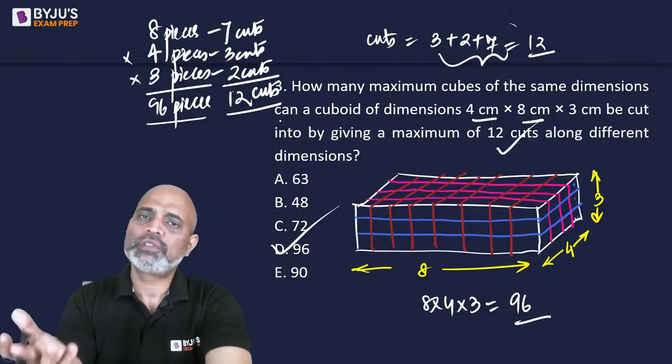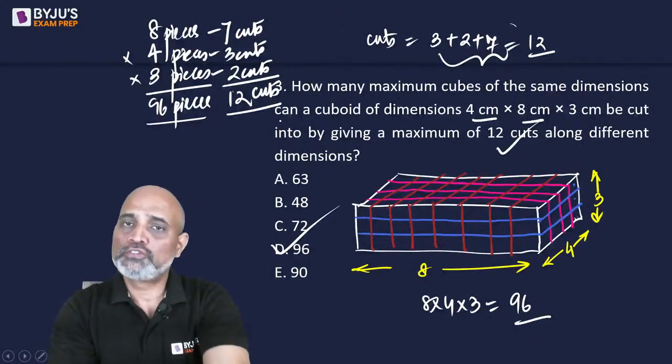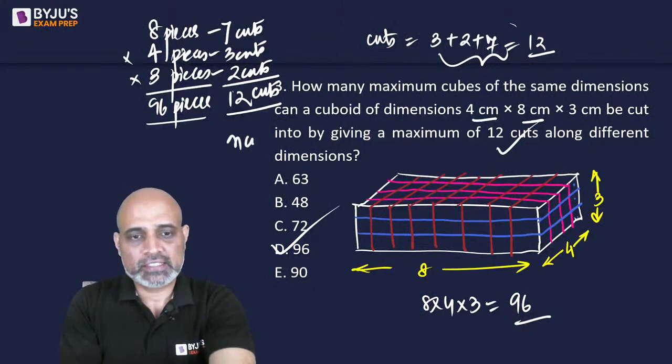यही यूज करना है आपको हर बार when you have a cuboid. When you have a cube, then you make equal number of cuts, as in 4, 4, 4. 4, 4, 4 cut करोगे तो 5, 5, 5 pieces आएंगे. So if you have n cuts, you are going to have n plus 1 pieces हर बार. ठीक है?